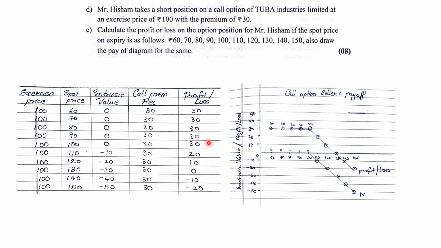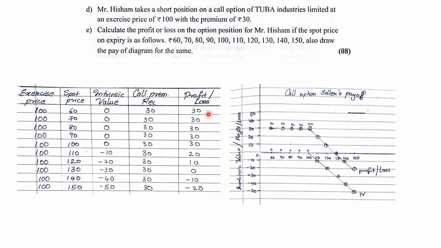First thing, you mark the intrinsic value. So from 0 up to 100, it is everything 0. So 60, 70, 80, 90, 100 is all 0, 0, 0. Thereafter, negative 10, negative 20 onwards: negative 10, negative 20, negative 30, 40 and negative 50. Then we join it. That is our intrinsic value line.